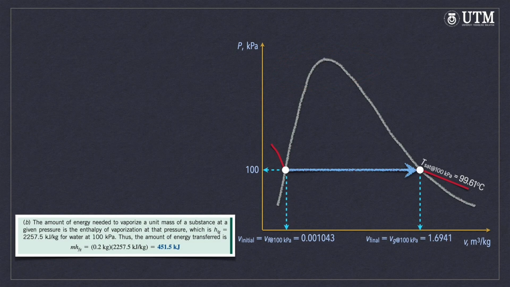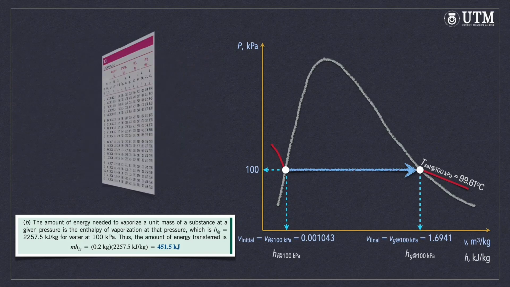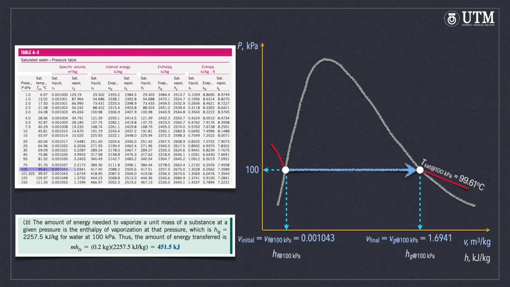For instance, based on table A5, at pressure of 100 kilopascals, the corresponding h_fg is 2257.5 kilojoule per kilogram. Therefore, the amount of energy transferred is 551.1 kilojoules.